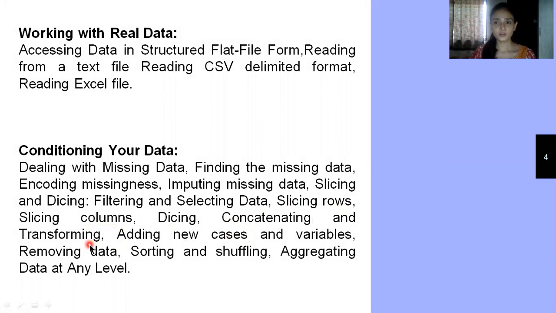Whether you want to select particular rows or columns from the data set, for that slicing is used. And concatenating means if you want to join two different data sets, then for that purpose concatenation and transformation is used. Again, adding new rows and new columns, then sorting and shuffling, these all are part of the data exploration and the feature engineering. But in this video lecture, we will see working with real data, and we will see the attributes related to the bar charts and the box plot. So let's start with it.